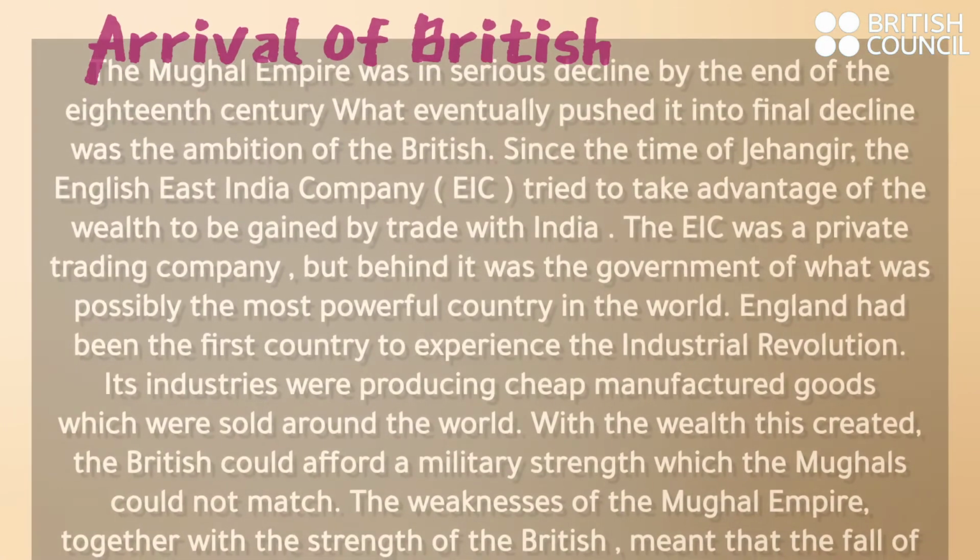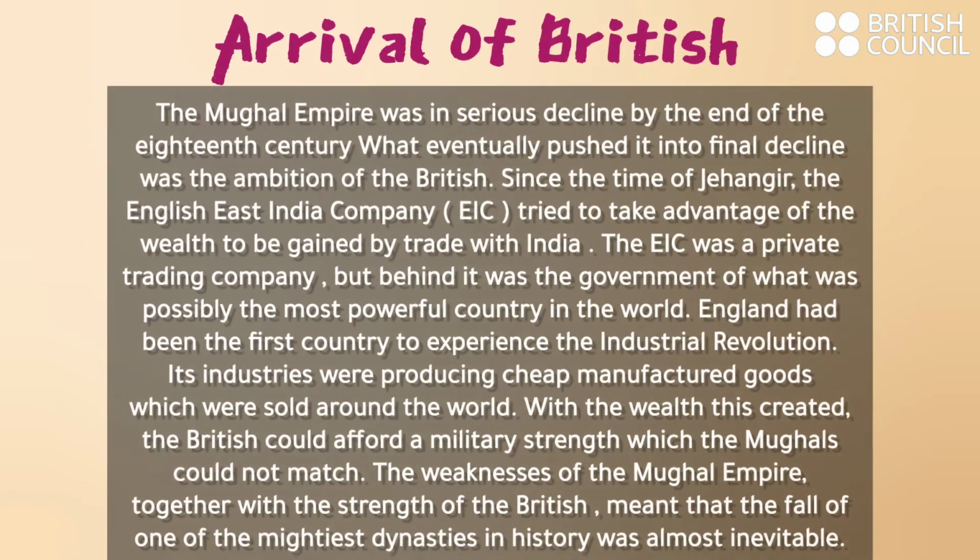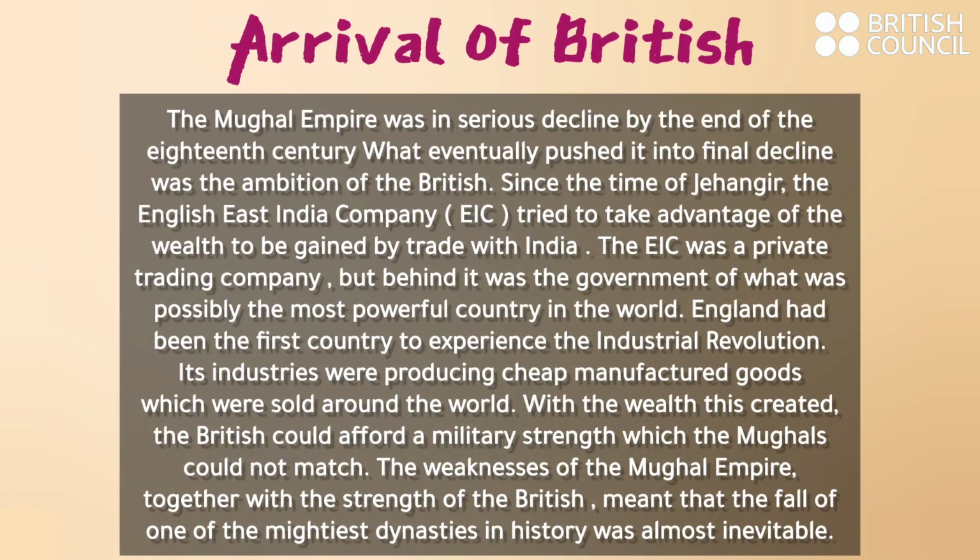The Mughal Empire was in serious decline by the end of the 18th century. What eventually pushed it into final decline was the arrival of the British. Since the time of Jahangir, the English East India Company tried to take advantage of the wealth to be gained by trade with India. The EIC was a private trading company, but behind it was the government of what was possibly the most powerful country in the world.